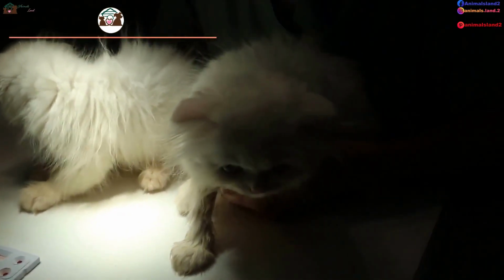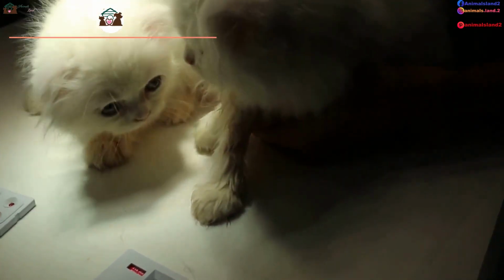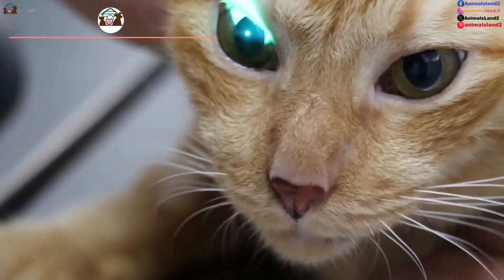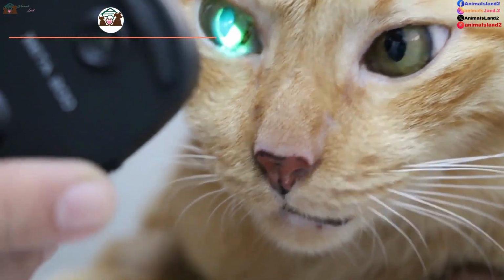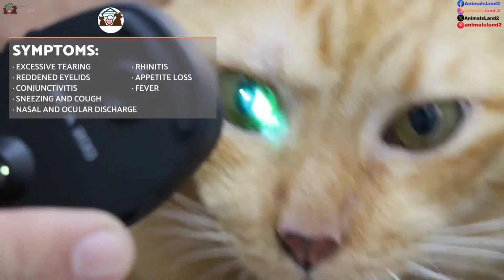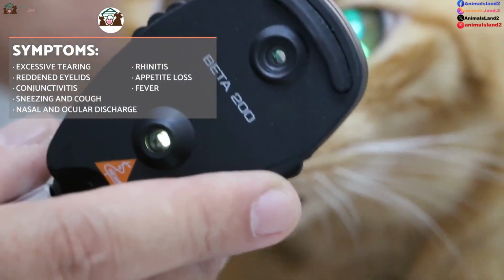The most common symptoms of this respiratory disease include fever, sneezing, nasal and ocular discharge, loss of appetite, cough, depression, mouth breathing, excess salivation, and, in some cases, ulcers in the mouth.